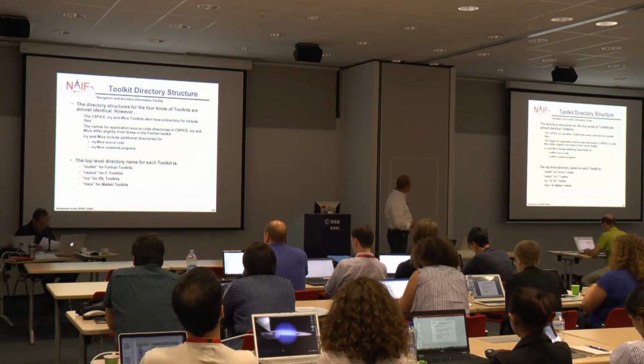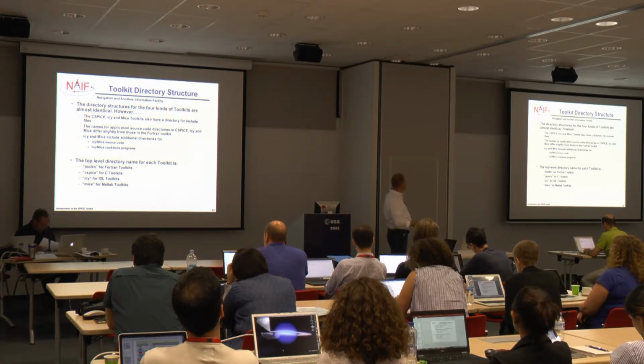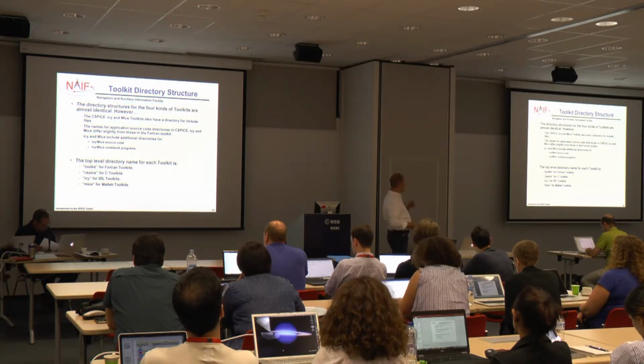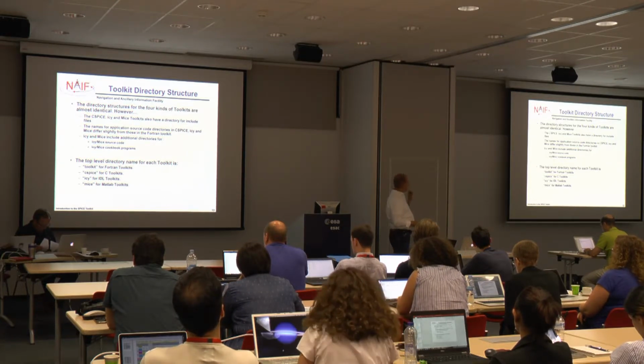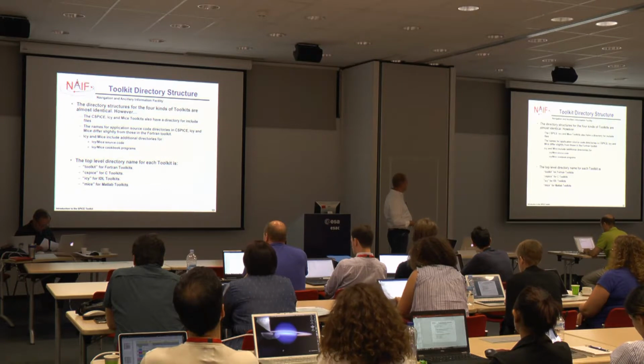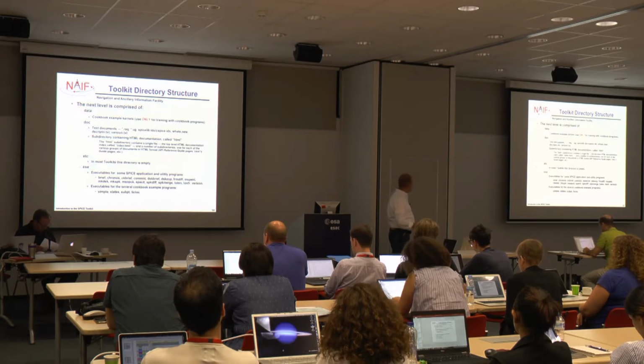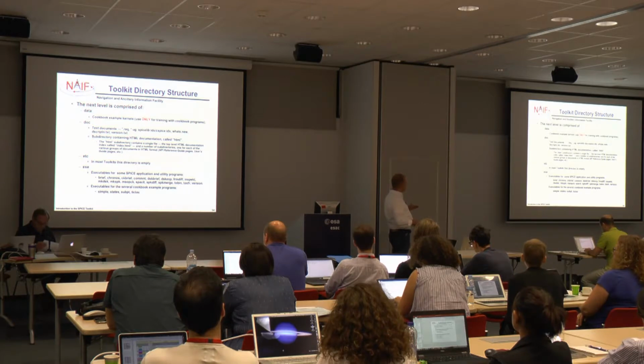So MICE and ICY directories, of course, include additional subdirectories for the library source code itself, ICY and MICE source code, and ICY and MICE toolbook programs. Now, the top-level directory, depending on the language, is called differently. For the Fortran toolkit, it's just toolkit. For CSPICE, ICY, and MICE, it's sort of self-explanatory. Under the top directory, you will see a few subdirectories, which I will show on the next slide.